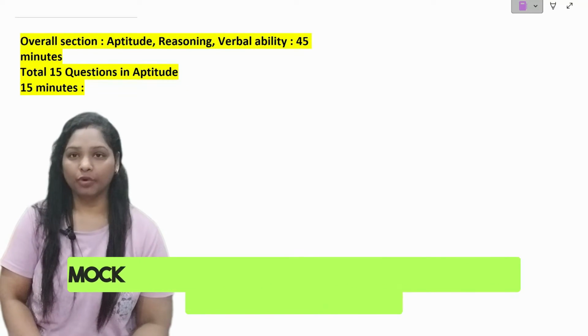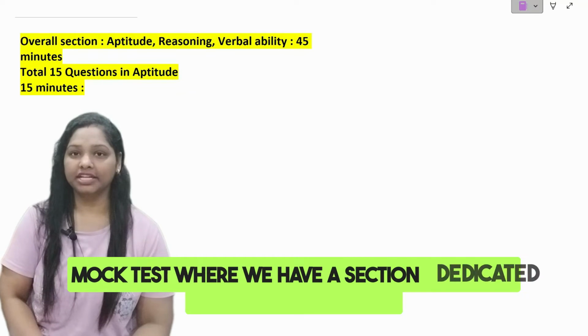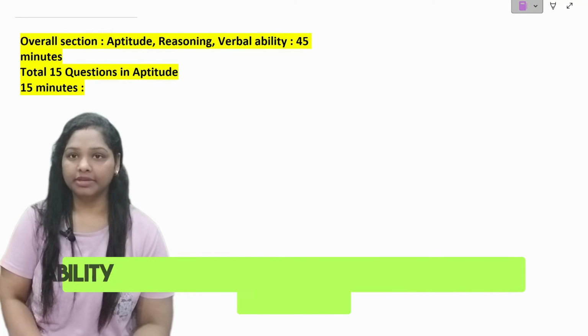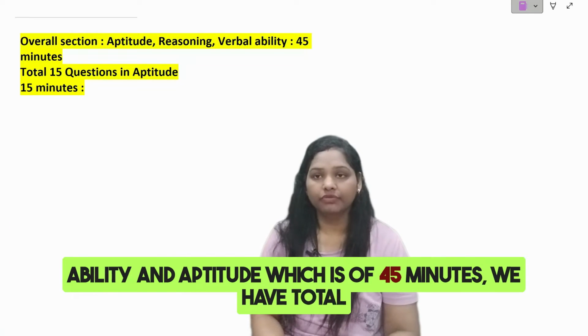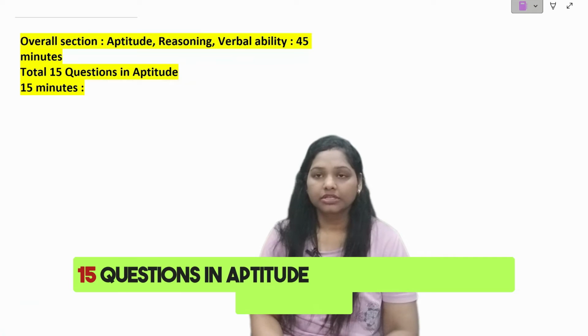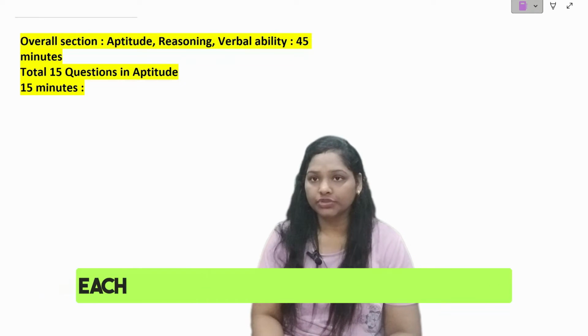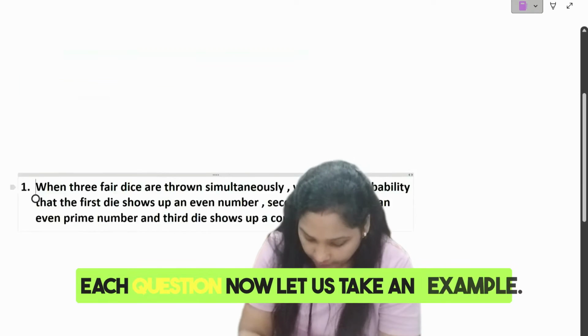So in the CoCubes mock test, we have a section dedicated to reasoning, verbal ability and aptitude, which is of 45 minutes. We have a total of 15 questions in aptitude. So ideally we have 1 minute for each question. Now let us take an example.